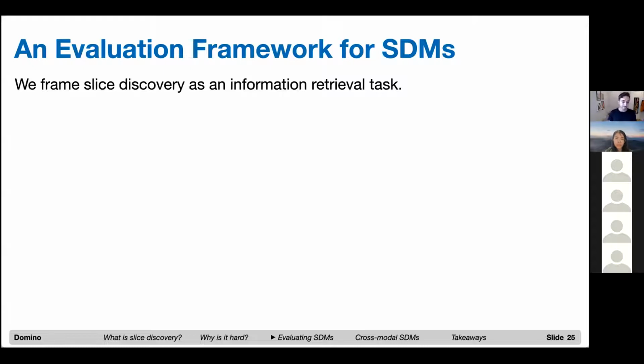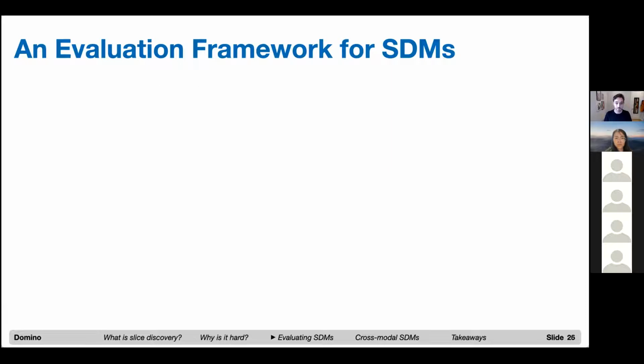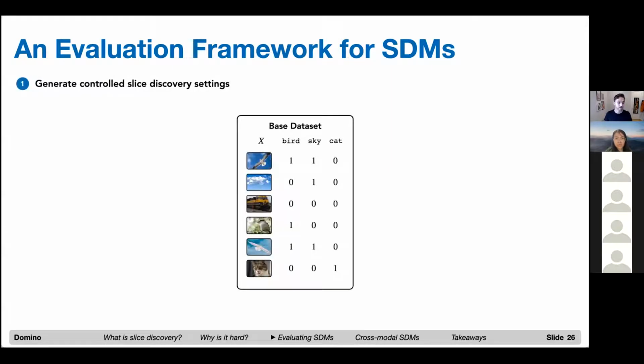Given these different slice categories, we want to frame slice discovery as an information retrieval task that we can evaluate quantitatively. Let's discuss exactly how we do this. We're going to generate a large number of controlled slice discovery settings. A slice discovery setting is basically just a situation in which you might want to employ a slice discovery method. And then we're going to evaluate how well these different slice discovery methods do.